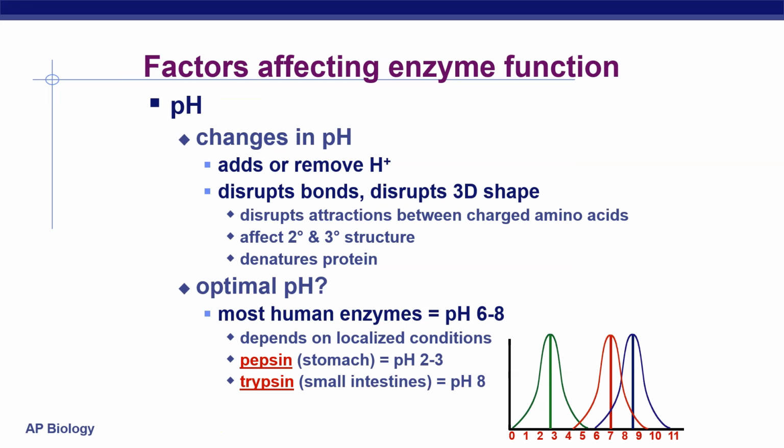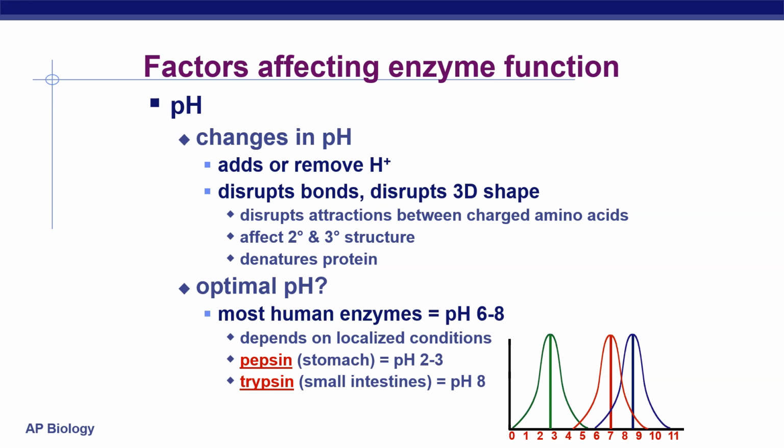Factors that affect enzymatic function also include pH, and changing the pH meaning adding or removing hydrogen ions. Now, calculating the actual pH from the logarithmic function is a little bit beyond the scope of this course, though you may be asked to do it. We have not seen very much of that.